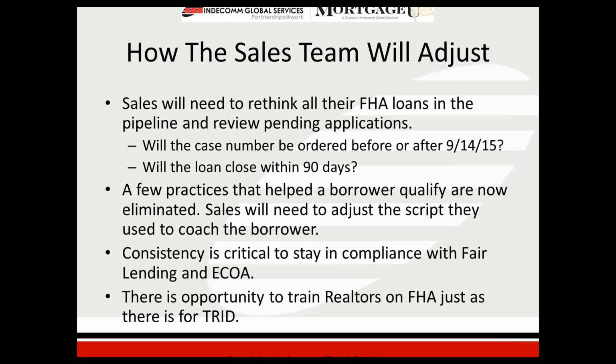Will the loan close within 90 days? If it's taking a long period of time to get your borrower to close, are you going to need to look at updating documentation? A few practices that help the borrower qualify are now eliminated.